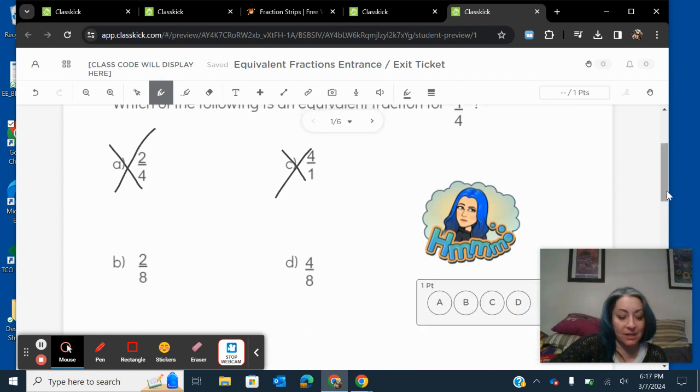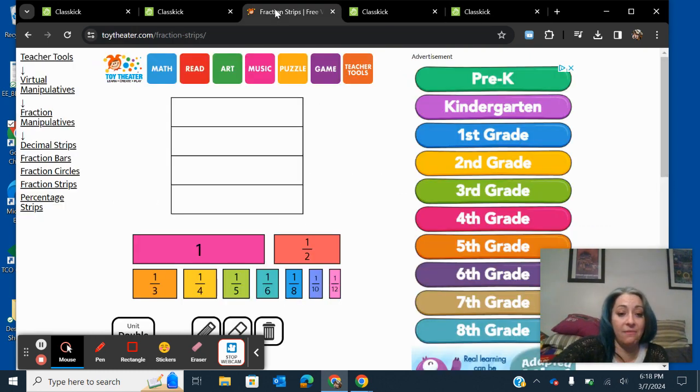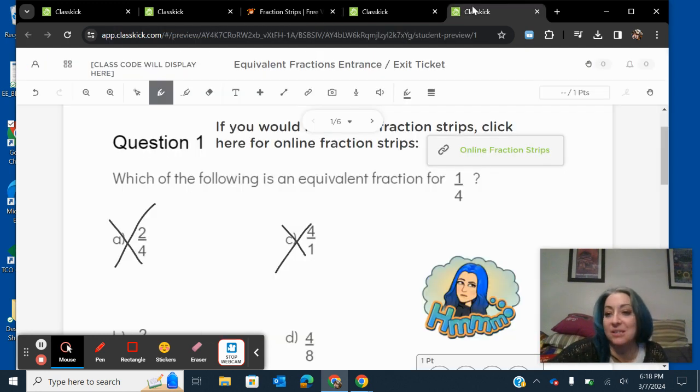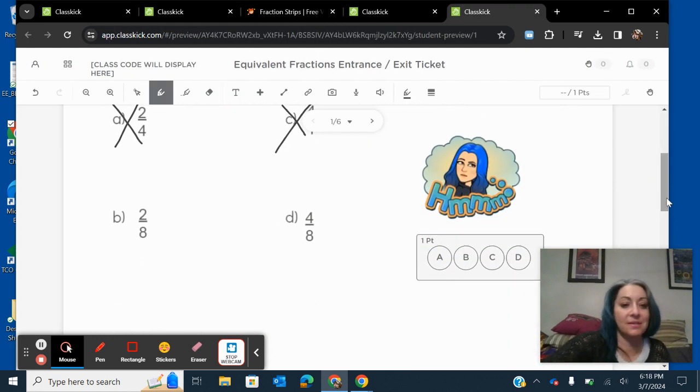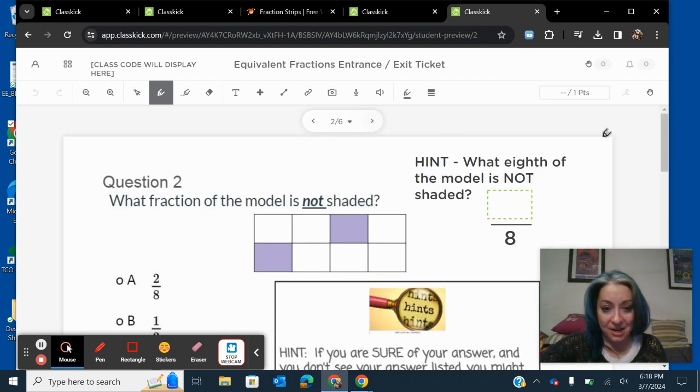Let's look at another one. Which possibly is equivalent? 2/8. Let's see. So I have 1/4. What's the same size? 1/8. 2/8. Oh my gosh. 1/4 and 2/8 are exactly the same size. That is going to be my equivalent fraction. Boom. All right. We're going to do one more because this is where it can get tricky.